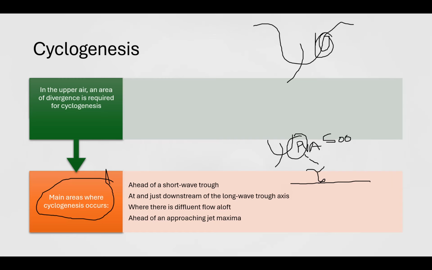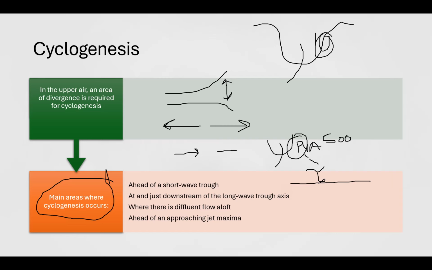And where there's diffluent flow aloft, because with diffluent flow aloft, I'm going to show you an example of diffluent flow aloft here. See how these lines spread further apart here over time? This is an example of diffluence. And what you're doing with diffluence is you're removing mass aloft much quicker than what's coming in at the surface.